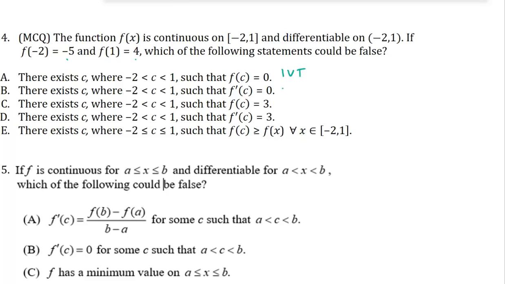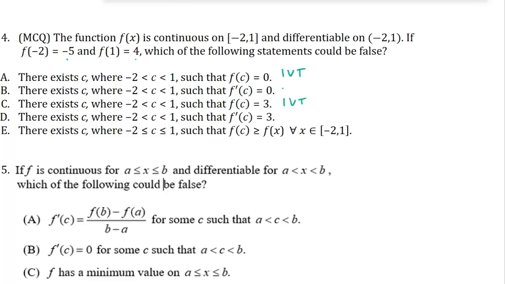There exists a c from -2 to 1 such that f of c equals 3. That's also an IVT conclusion because 3 is between -5 and 4. There exists a c between -2 and 1 such that the derivative is equal to 3. Is there any reason that we know that the derivative has to be equal to 3? Nope, we don't know anything about the derivative.